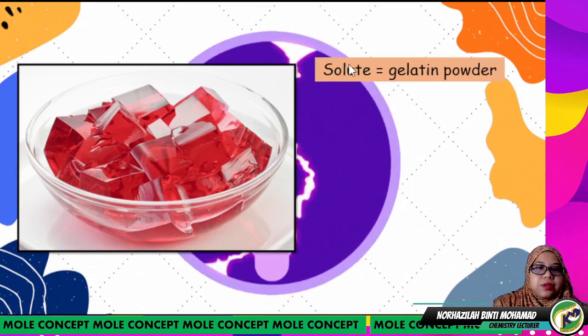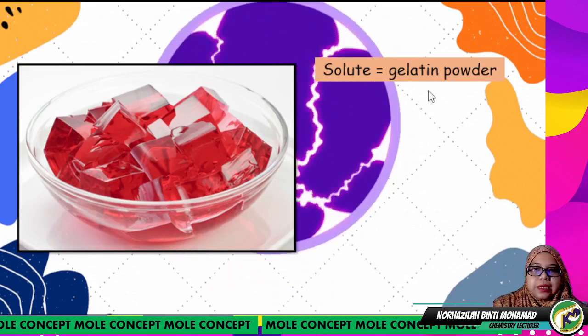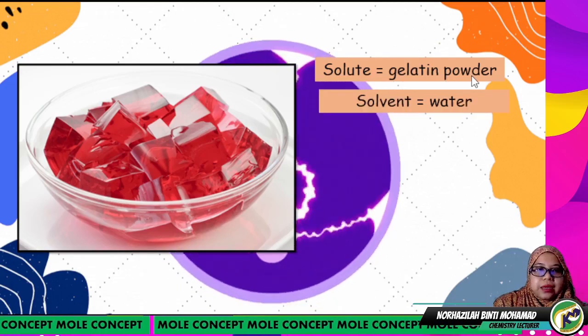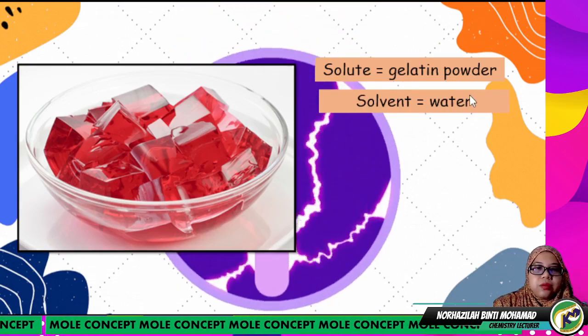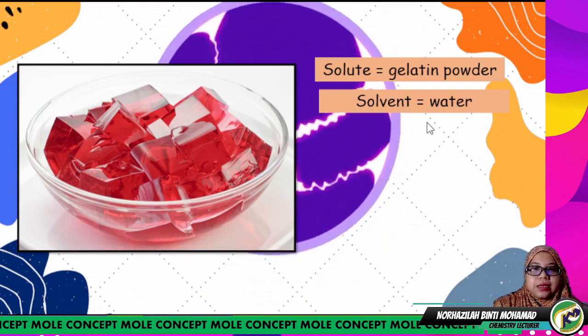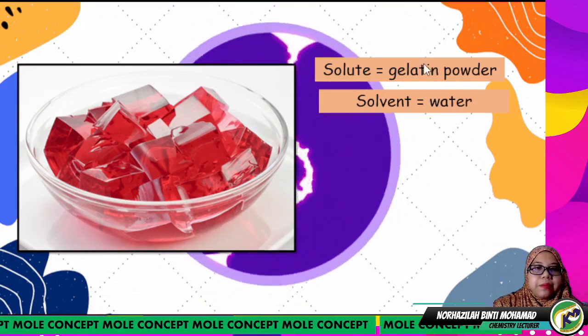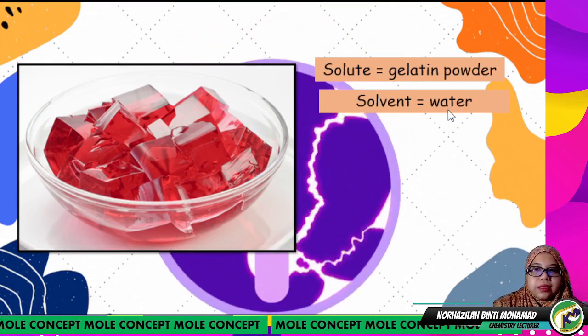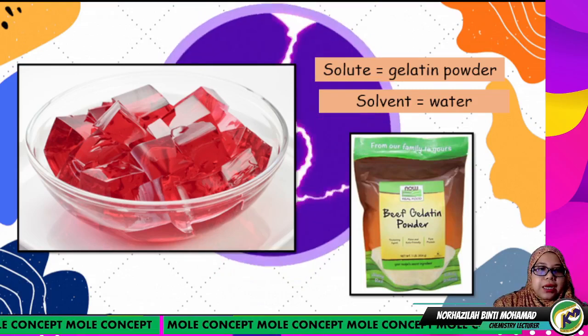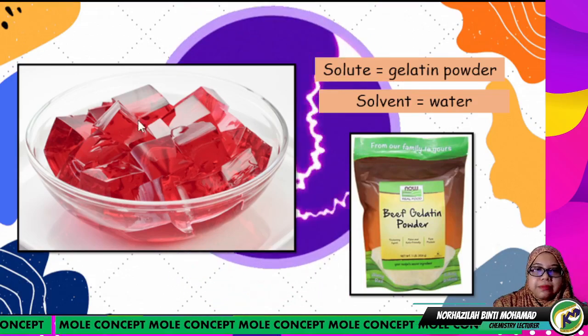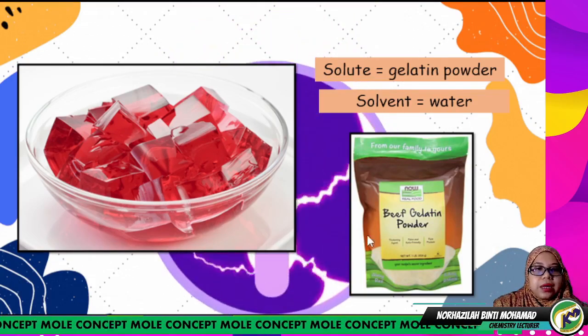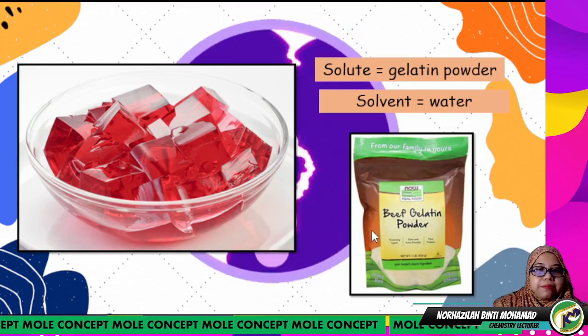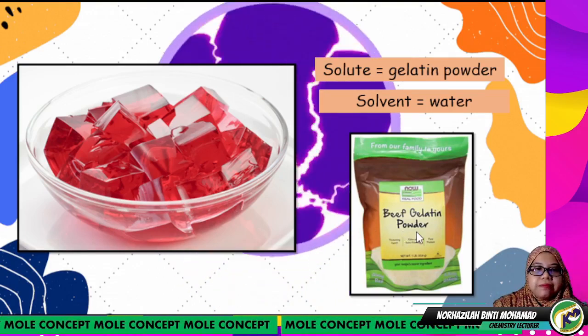For this one we have gelatin. So our solute is gelatin powder in the form of solid, and then our solvent is water. Actually, it is hot water. And then this gelatin powder will dissolve in the water. So kita akan dapat gel macam ni lah. So this is the example of beef gelatin powder.